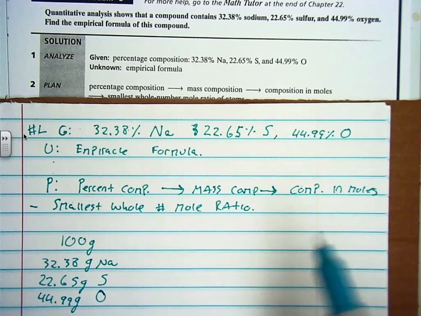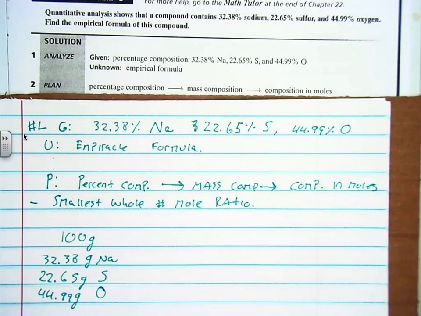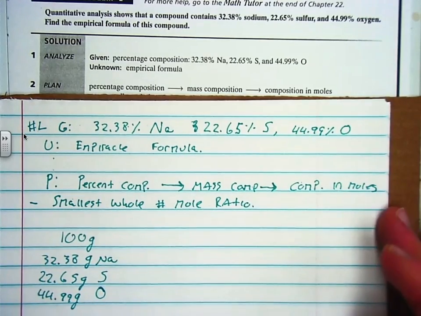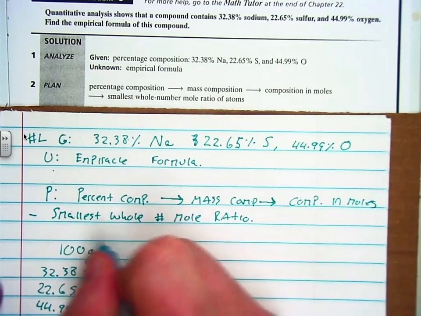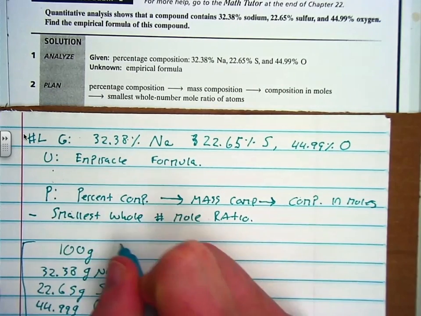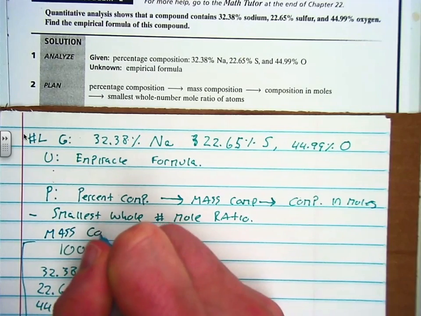Well, remember, 1% is 1 out of 100. And so if we're dealing with 100 grams, we can just say that 32.38% is 32.38 grams. Okay, so all of a sudden, this is our mass composition right here. I'm going to just put a little box around it.